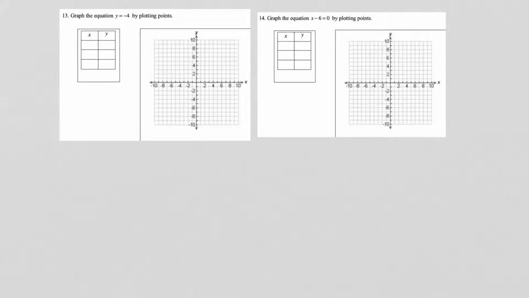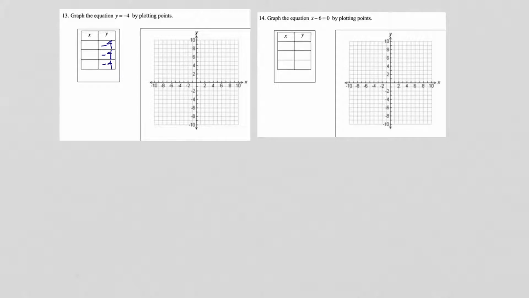Problem 13 asks us to plot points to graph this equation. Now look at this. There's no x here. We've encountered this before, I think in the last section. This equation is independent of x, so it doesn't matter what x is. x could be any value. What is y? y is always negative 4. So no matter what we choose for x, y is negative 4.